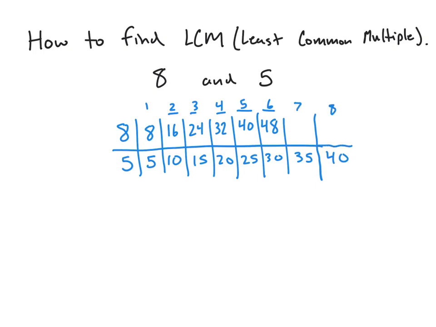I'm just going to finish these up here. And the common number I see is 40. So the least common multiple for 8 and 5 is 40.